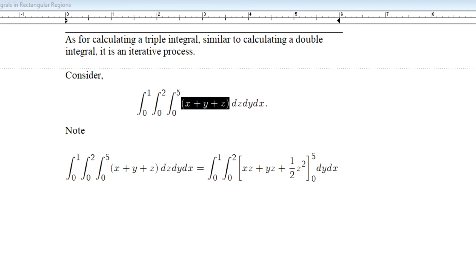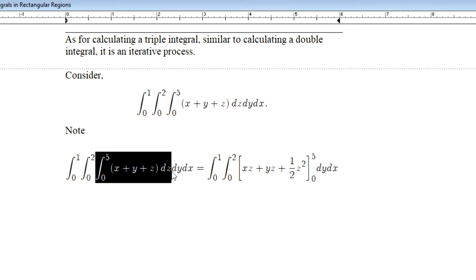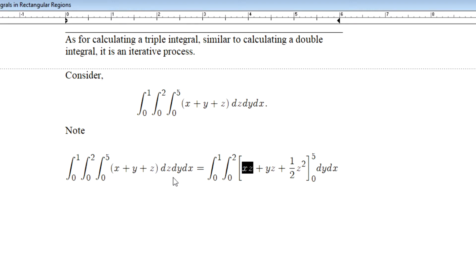this integration first occurs with respect to z, right, across these bounds from 0 to 5. With respect to z, x is a constant, so its antiderivative would be x times z. y is a constant, so its antiderivative would be y times z. And with respect to z, z is a variable. It follows the power rule. So z to the first power bumps up to 2, and we divide by 2. That becomes 1/2 z squared.